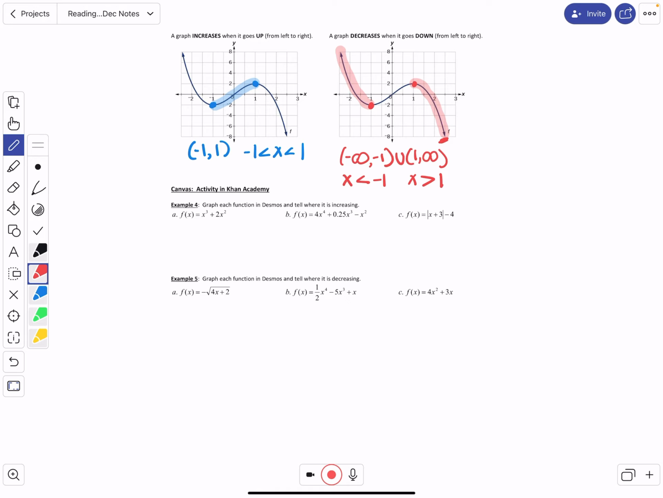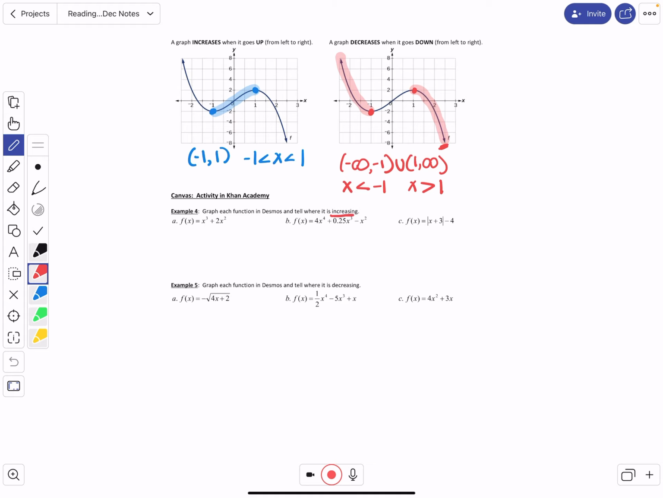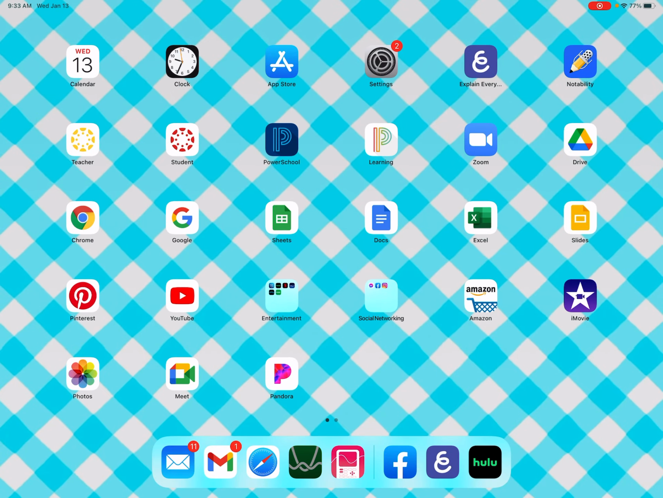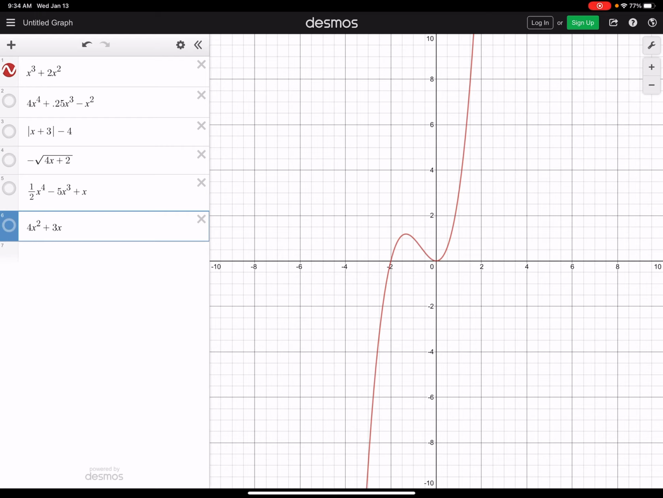So if we did some more practice using Desmos, if we just type these equations into Desmos, let's just look at some increasing and decreasing there. So I've already got these equations typed into Desmos. So for A, let's just look at where these are increasing. I've already got the first one typed in. That's number 1 up here on my board. So if we just focus on where it's increasing.